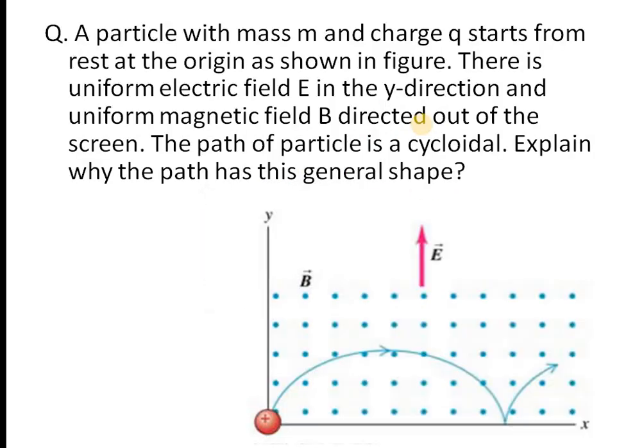Submit it as an assignment. Or you are given another choice. Here a particle with mass m and charge q starts from rest at the origin as shown in the figure. There is a uniform electric field in the y direction and a uniform magnetic field directed out of the screen. Just the theory we studied. The path of the particle is cycloidal. So you have to explain why the path has this general shape. The reasons were also described in the class throughout the lecture. Same ideas, same points you can use to write it.